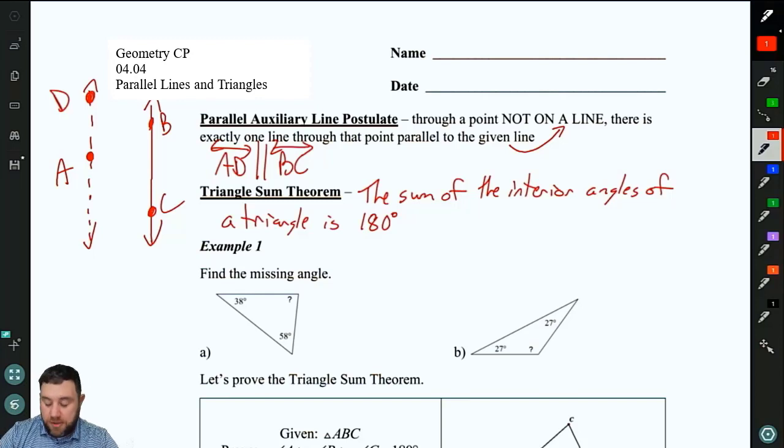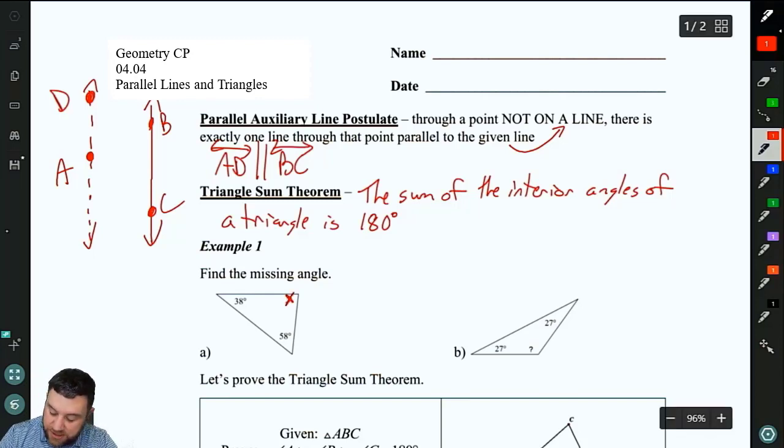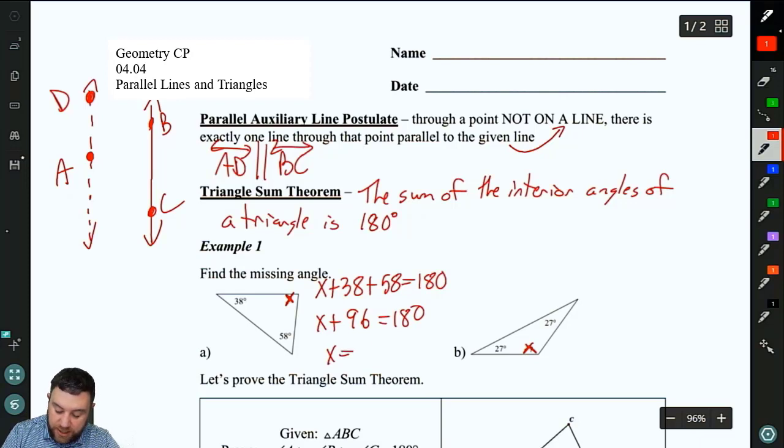But first, let's just put this into action with some very simple problems. If we want to find the missing angle, we'll call it x just so we can put it into an equation. We have two of our angles. So if we add x plus 38 plus 58, we know that's going to add up to 180. That's x plus 96 is 180. So our missing angle is 84 degrees.